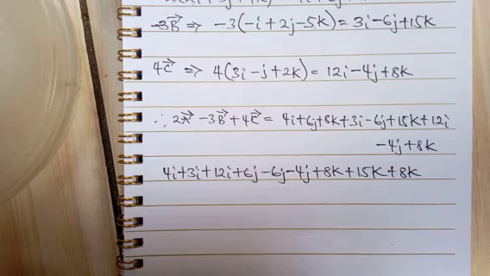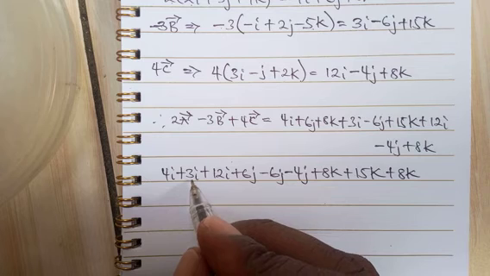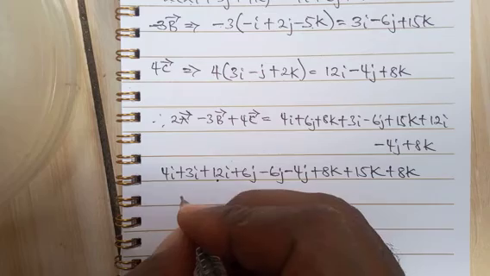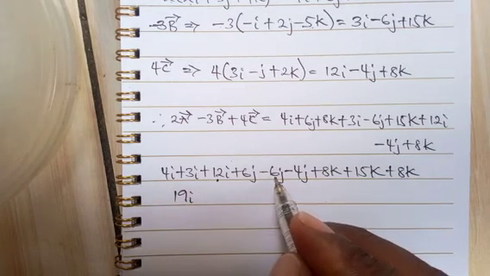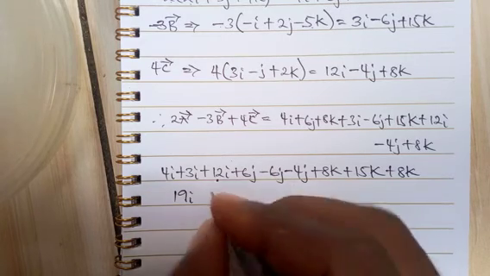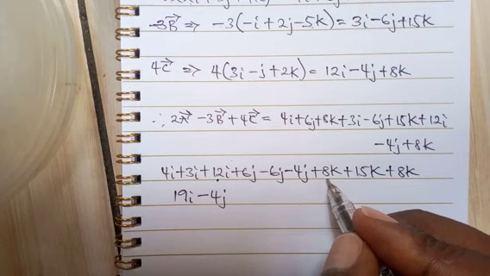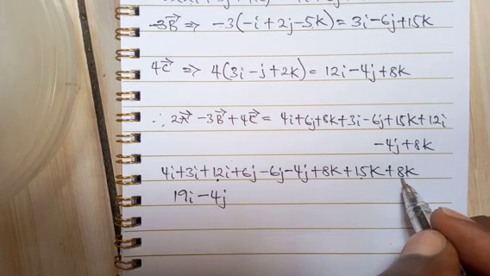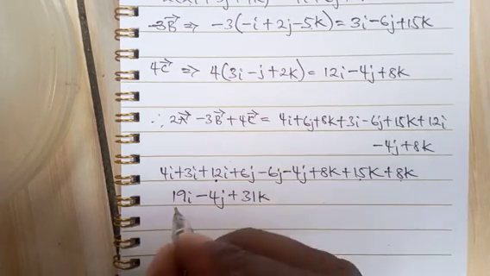Now, having seen that, we just simplify them. 4 plus 3 is 7. 7 plus 12 is 19. So we're going to have 19i. 6 minus 6 is 0. 0 minus 4 is going to give us minus 4j. Now we go to k. 8 plus 15 is going to give us 23. 23 plus 8 is going to give us 31. So we have plus 31k. That is the answer.